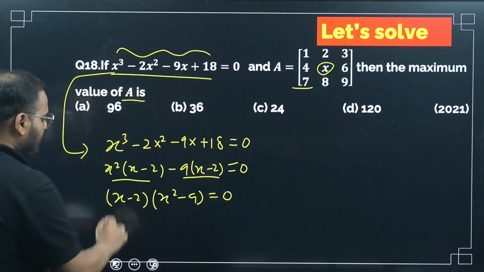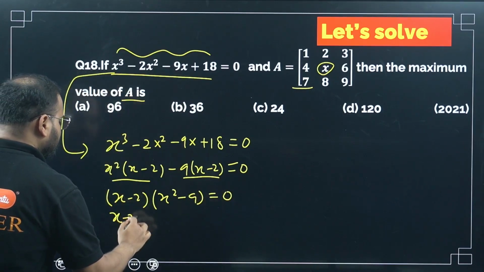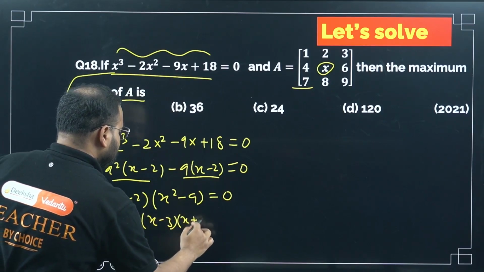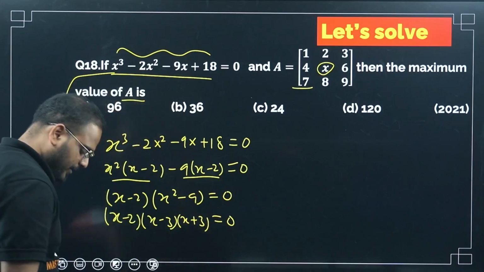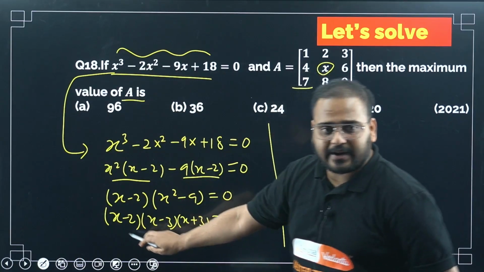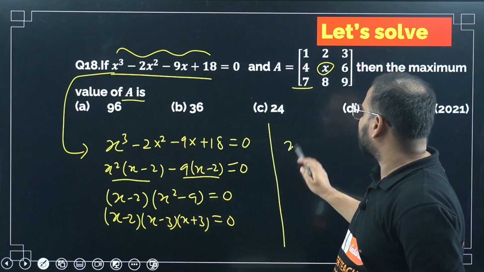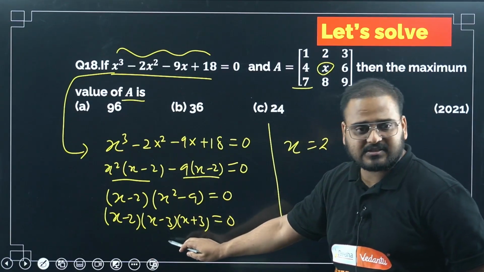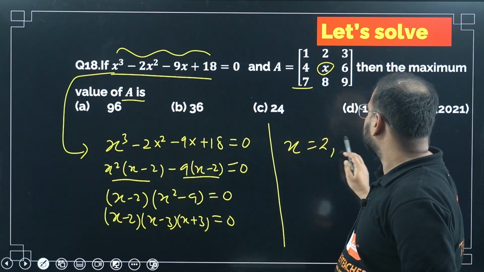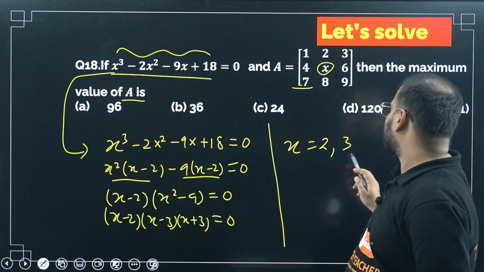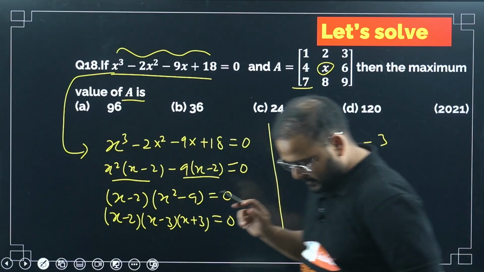What is this? So basically (x minus 2)(x minus 3)(x plus 3) equals 0. Yes or no? Please cross check. If I equate the bracket x minus 2 with 0, I'll get x as 2. Correct? If I equate x minus 3, I'll get x as 3, right? And if I equate x plus 3, I'll get x as minus 3.